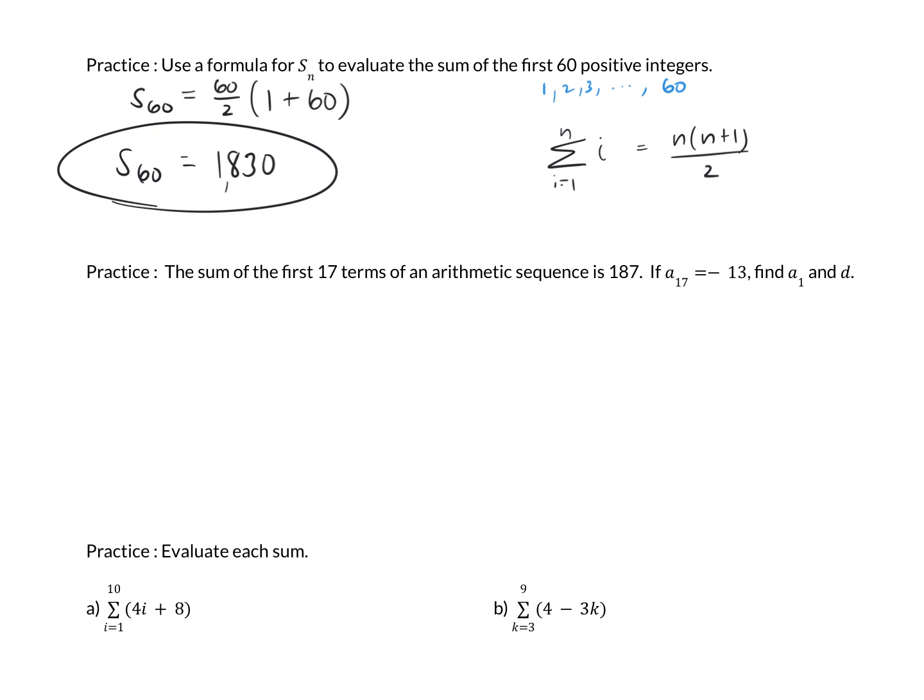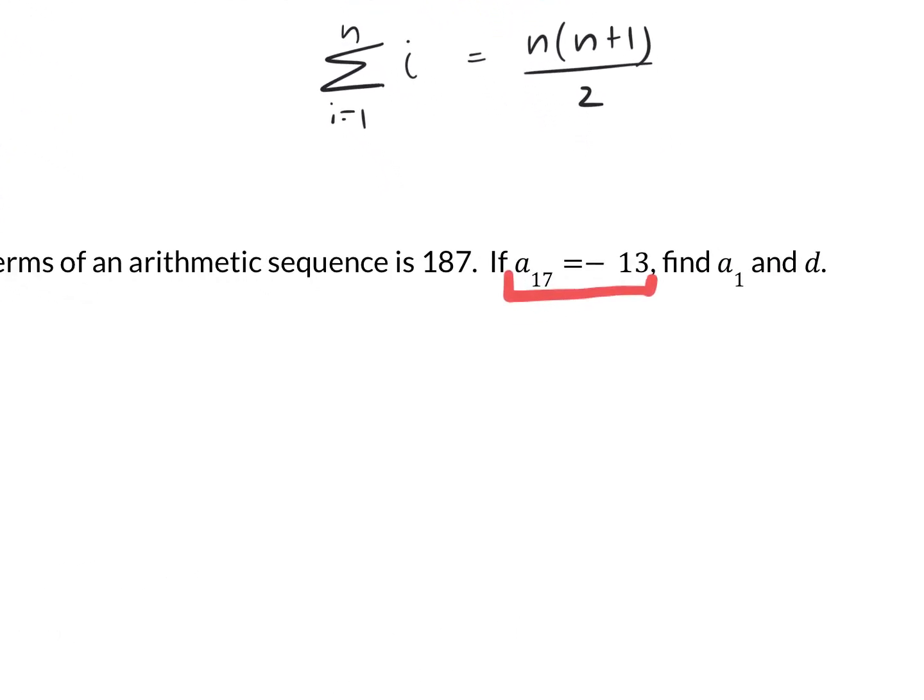This one says the sum of the first 17 terms of the arithmetic sequence is equal to 187. We're given a sub 17. We're trying to find a1 and d. So, let's think about this. A17 is important because why? If I want to find the sum of the first 17 terms, it's the last one, right? This is the last term in my sequence. So I know my last term, but I don't know a sub 1 and I don't know d.